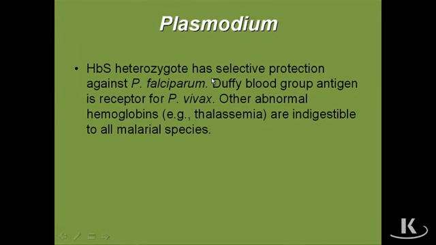A couple of other random things to talk about. The Duffy blood group antigen is actually the receptor for Plasmodium vivax. And the last point I want to mention is individuals that have abnormal hemoglobins, as in the case of thalassemias, are also incapable of getting a malarial infection, which is why, again, that is maintained in the genetic population, because it does offer a selective advantage.